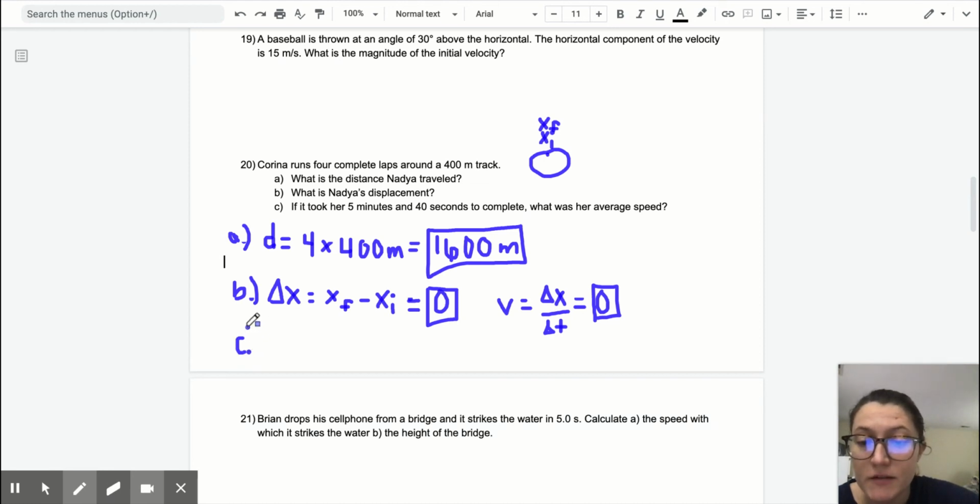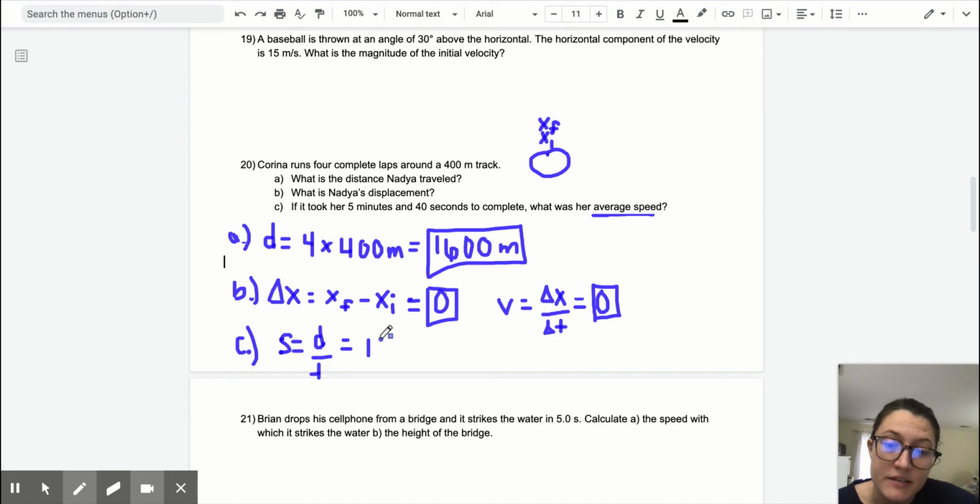The last segment of this question here, if it took her 5 minutes and 40 seconds to complete, what's her average speed? Okay, so speed, what is speed? Speed is the total distance over the total time. The total distance we found in part A to be 1,600 meters, and then we divide by the total time, which in the metric system, we need to be using seconds. So we need to convert minutes to seconds first, and then add the 40 seconds, right? We need one consolidated unit, and we need the answer in meters per second.